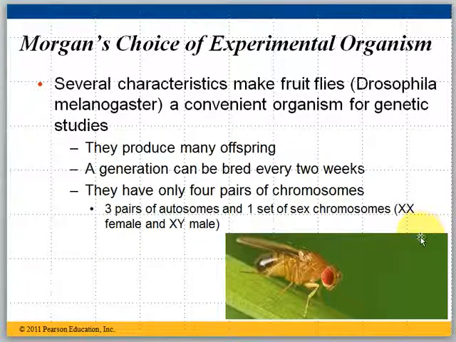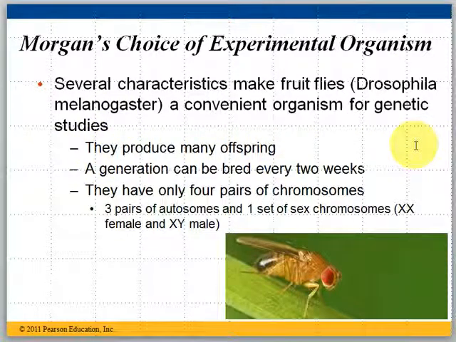So why fruit flies? That seems like an odd choice. Well, there's a couple of good things about the fruit flies that made them really good test subjects for his particular experiments. So we're talking about Drosophila melanogaster. Hope I'm pronouncing that correctly. Drosophila melanogaster, a convenient organism for genetic studies. Why is it a good one? Well, number one, they breed like crazy. They produce a lot of offspring.